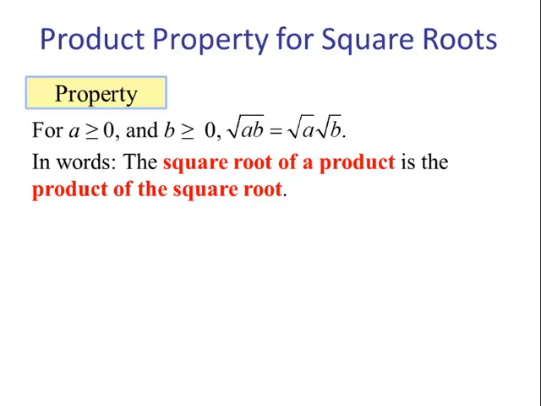Property. For a greater than or equal to 0 and b greater than or equal to 0, the square root of a times b is equal to the square root of a times the square root of b. In words, the square root of a product is the product of the square roots. Let's do an example using this property.